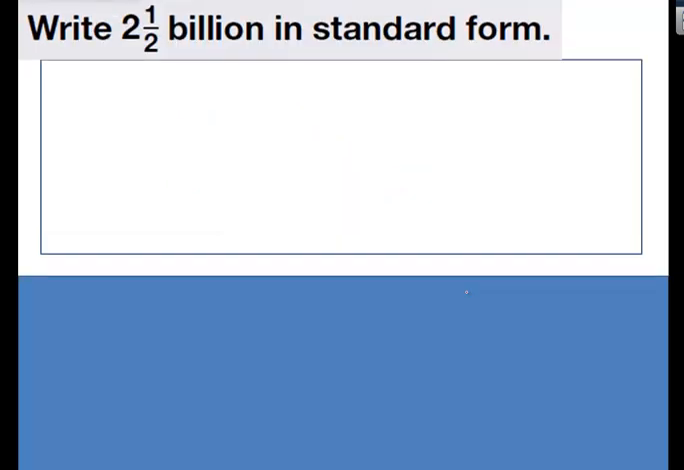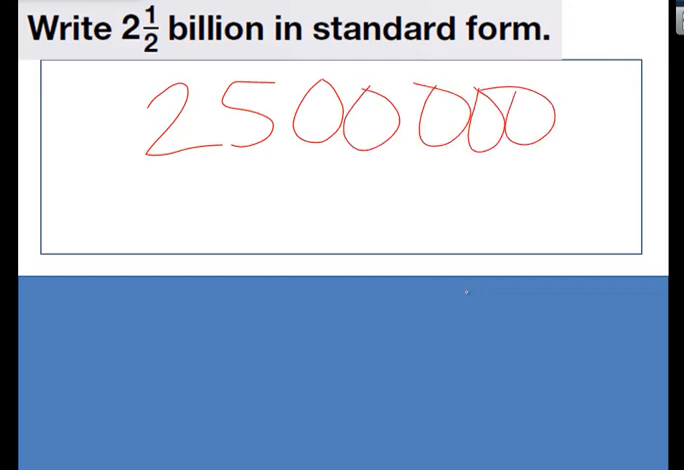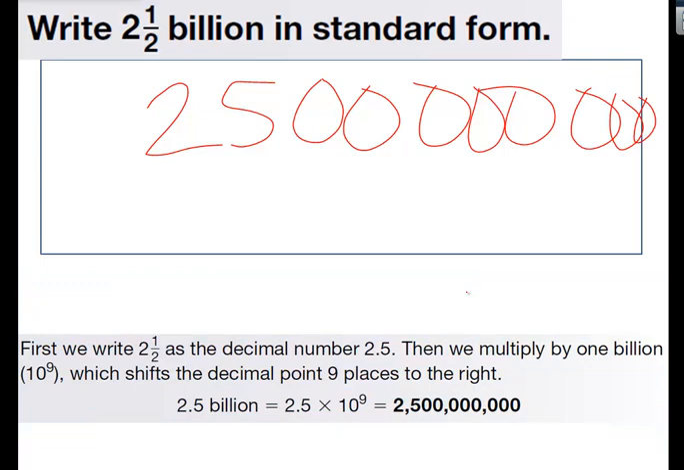Right, 2.5 billion in standard form. So this is just writing it out. Not in expanded. So you've got 2, 5, 0, 0, 0, 0, 0, 0, 0, 0. Is that what we got? There you go. This is expanded notation using powers of 10. This is the actual standard form. Throw in your commas.